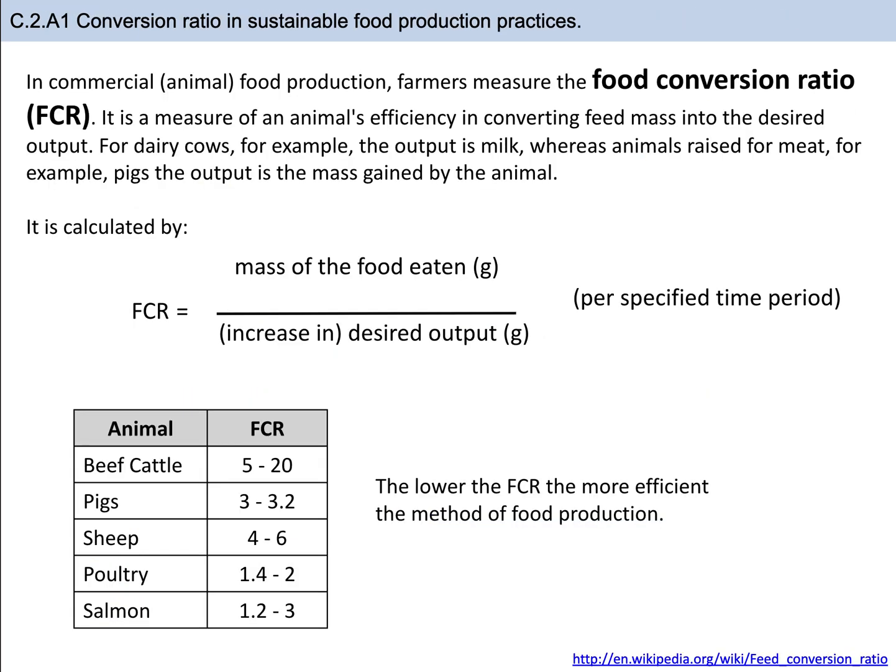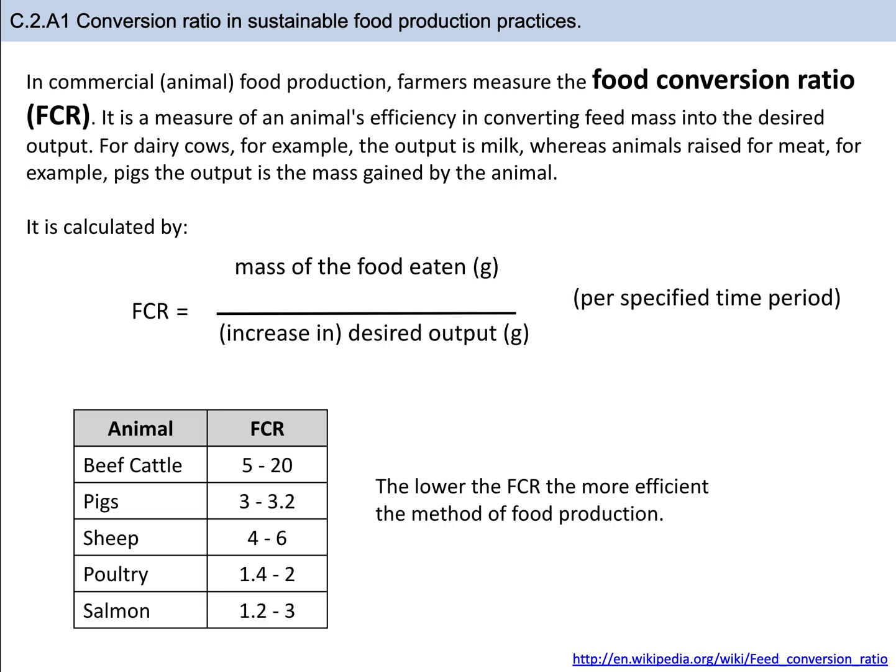Okay, so one thing that you need to understand is the idea of conversion ratios in sustainable food production practices. When you're a farmer or someone in agriculture, you're trying to make money, right? So you're trying to make an efficient process that's not going to cost you a lot of money, but you're going to get the most output, the most product that you want. So what they look at is a food conversion ratio, or an FCR. This measures an animal's efficiency in converting feed mass into the desired output.